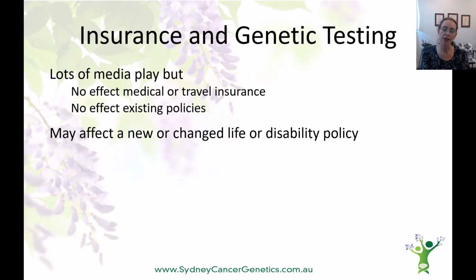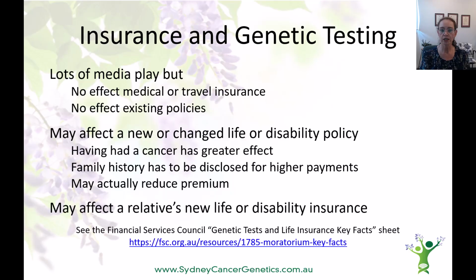Now, people often worry about insurance. This gets a lot of media play, but in Australia, the insurers have agreed that they won't ask about genetic testing and you don't have to tell. That's for $1,000 a week of income protection, $500,000 of life insurance. It's what people sort of accidentally get through their superannuation. Importantly, this sort of testing doesn't affect travel or health or any existing policy.